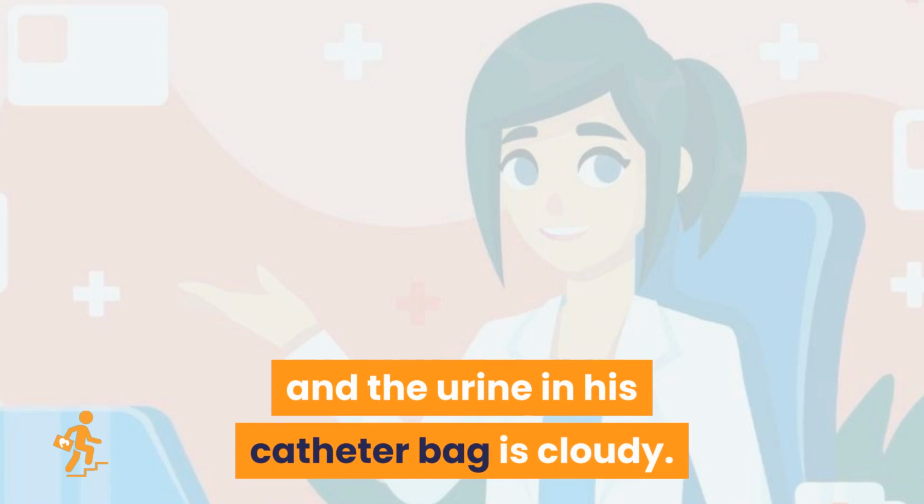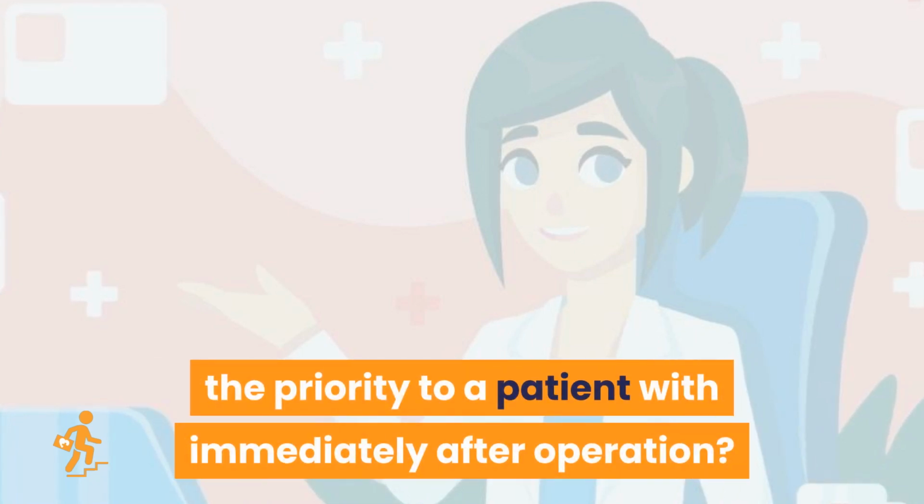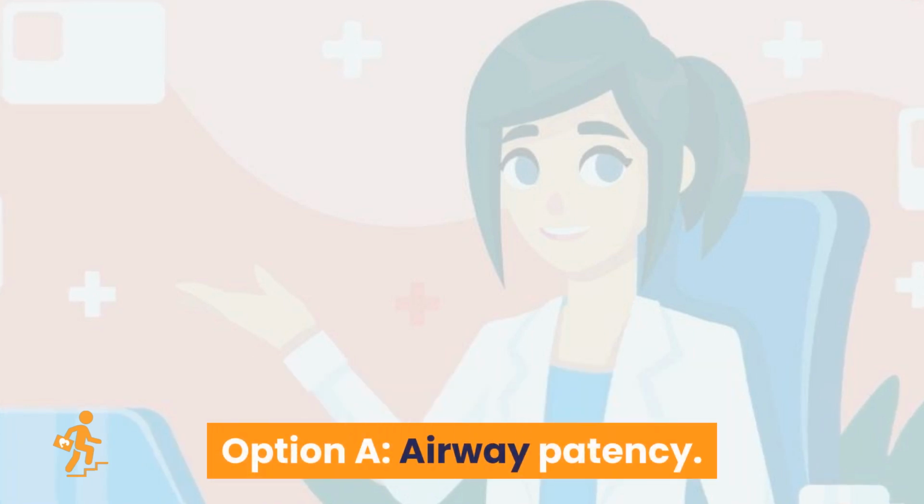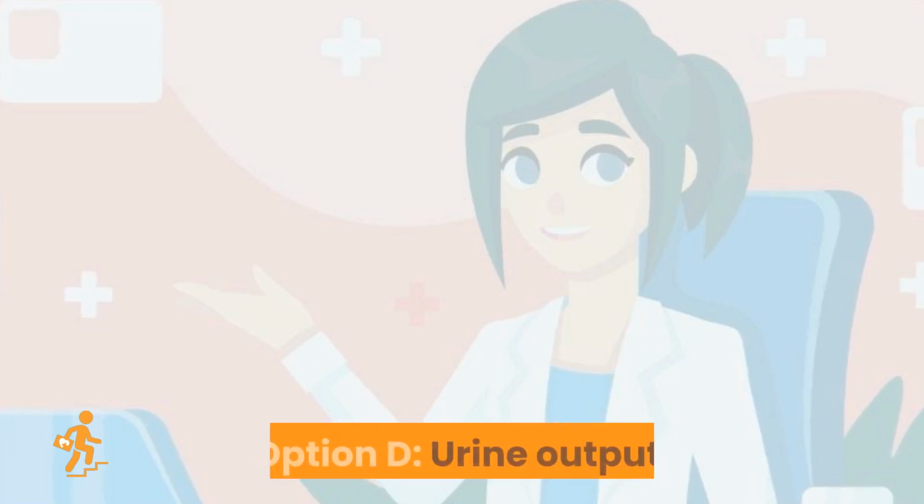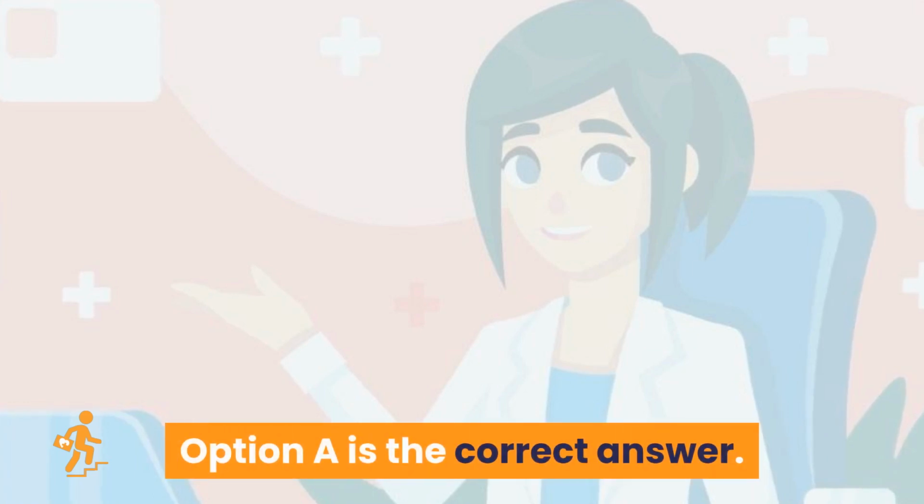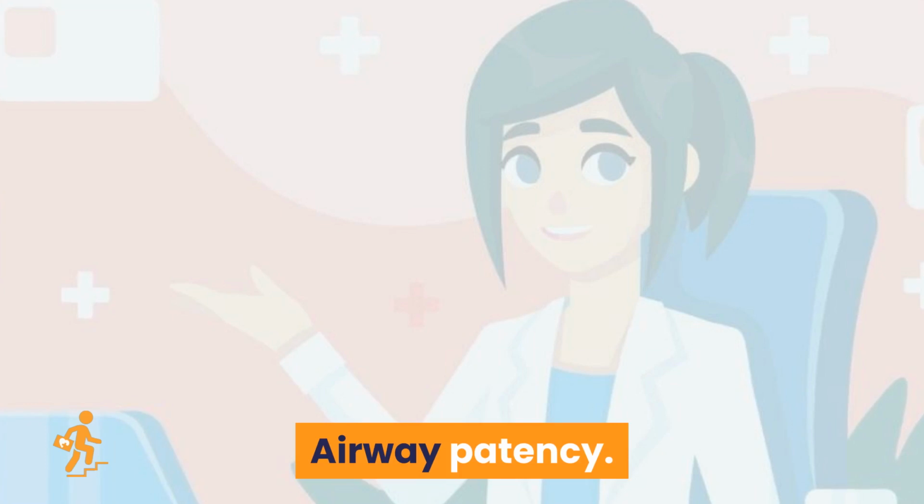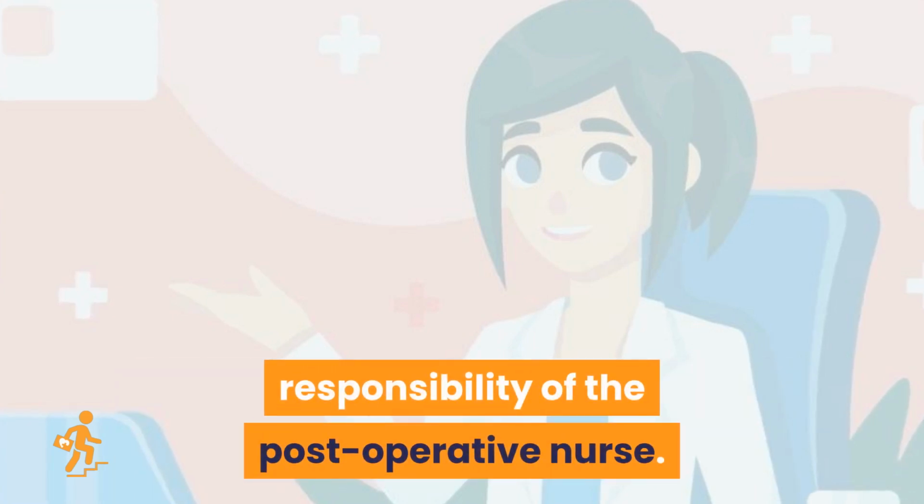Question 18. As a registered nurse in a unit, what would be the priority to a patient immediately after operation? Option A. Airway patency. Option B. Pain relief. Option C. Blood loss. Option D. Urine output. Option A is the correct answer. Airway patency. As you know, maintaining a patient airway is the primary responsibility of the postoperative nurse.